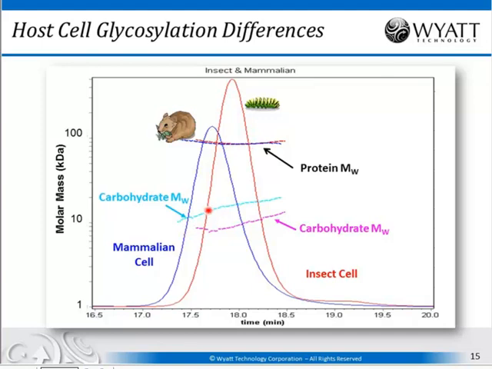However, the carbohydrate molecular weight is different, so different degrees of glycosylation on the two types of host cells. And you also notice that the molecular weight varies across the peak, and that's an indication of the heterogeneity of the glycosylation in each of these systems. So there is some degree of different amounts of glycans binding to the proteins. Those are separated on the column, and you can see across the peak the actual distribution of those molecular weights.